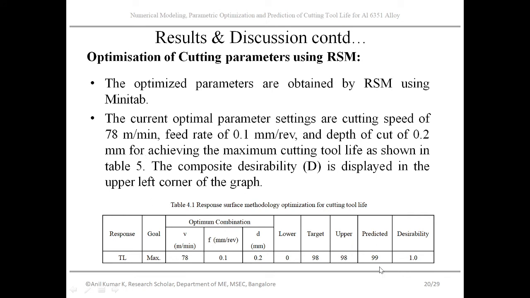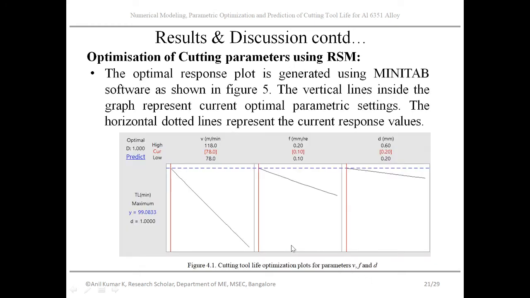So these are the parameters required. These are the optimal parameters we have achieved by RSM using Minitab software. The maximum tool life we can achieve is up to 99 in RSM.